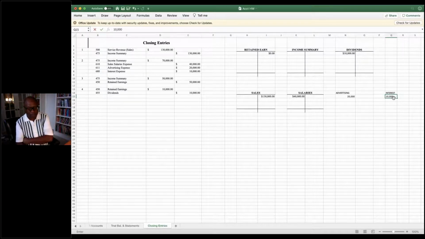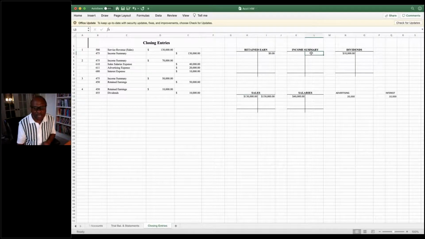Okay. So in our first closing entry, once we make this entry, then we have to post it. So we're going to debit sales for 130. And we're going to credit income summary for 130. And as you can see, I guess there is a way to strike in Excel, but maybe not in Word, which we can see they balance out.